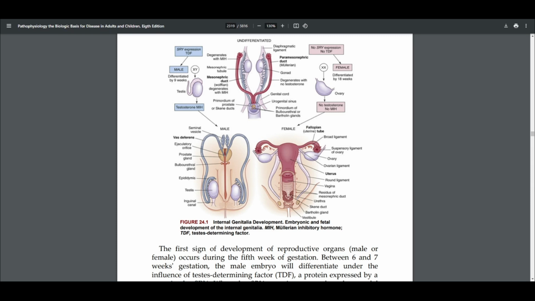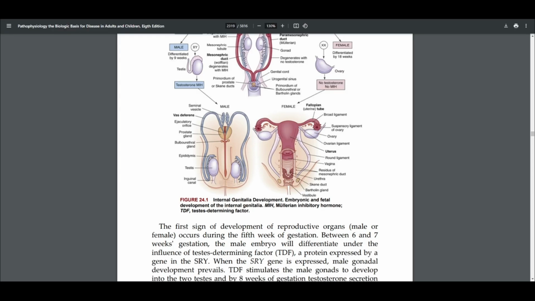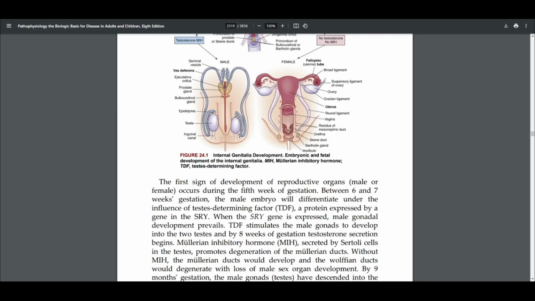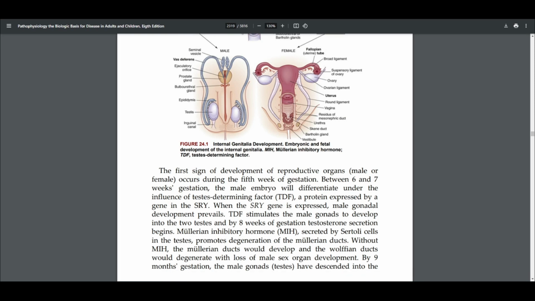The first sign of development of reproductive organs occurs during the 5th week of gestation. Between 6 and 7 weeks gestation, the male embryo will differentiate under the influence of the testes determining factor, a protein expressed by a gene in the SRY. When the SRY gene is expressed, male gonadal development prevails. TDF stimulates the male gonads to develop into the two testes, and by 8 weeks of gestation, testosterone secretion begins.